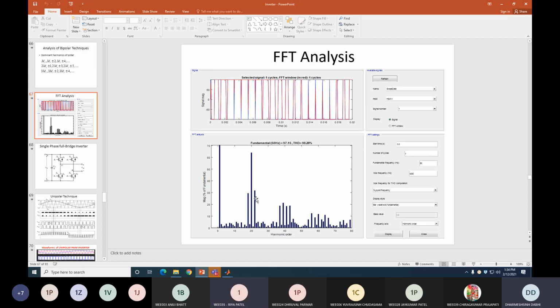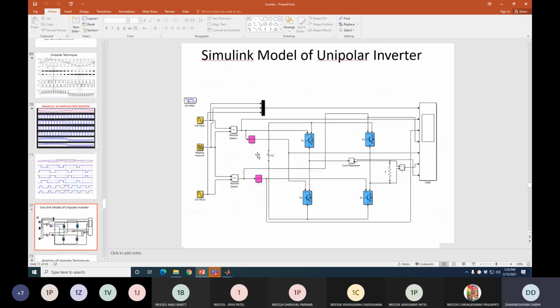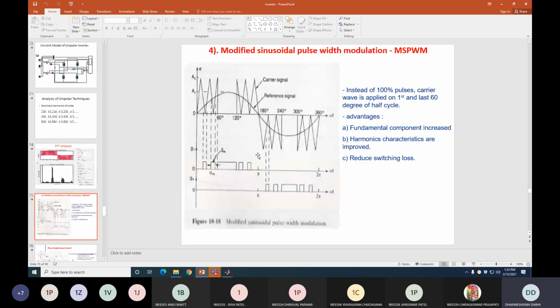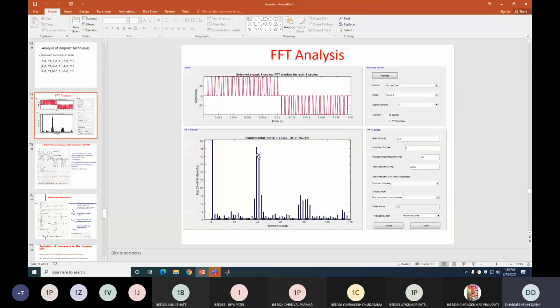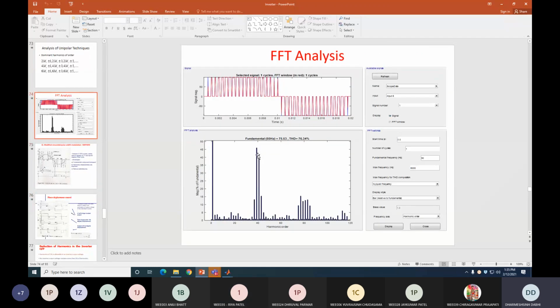Yes, sir. So here the dominant order harmonics are 20, 18 and 22, which are of lower order as compared to the harmonics we get in the unipolar case. In the unipolar, the first dominant order harmonic is 39 and 41. So that dominant order harmonic frequency is higher in the case of unipolar as compared to bipolar. Yes or no?